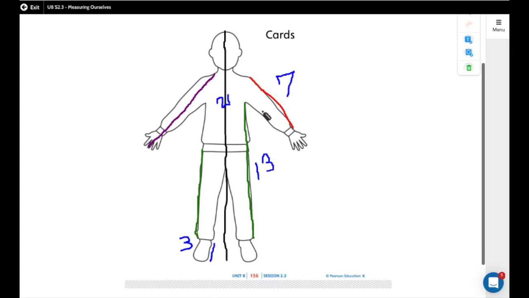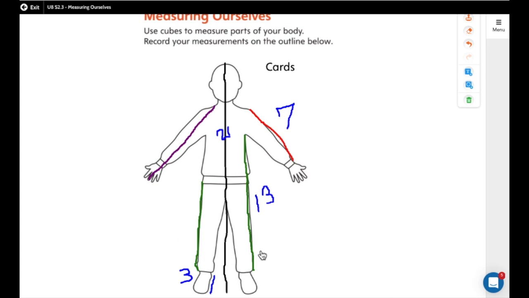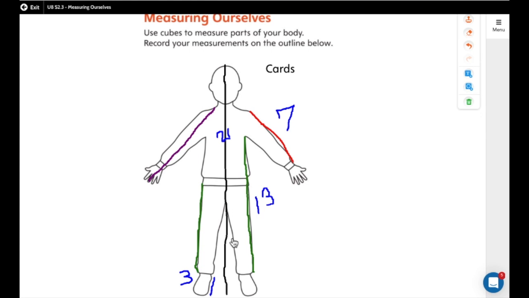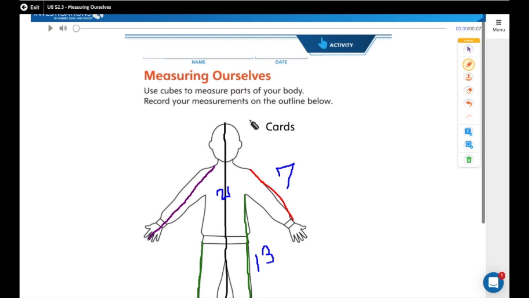So you can do this. You can show me. You can draw lines like Miss Holzart did. So you're showing me. You want to write the numbers next to those lines so I see what you measured. You can pick. If you don't have cards, that's okay. You could measure with Legos. You could measure with toy cars.